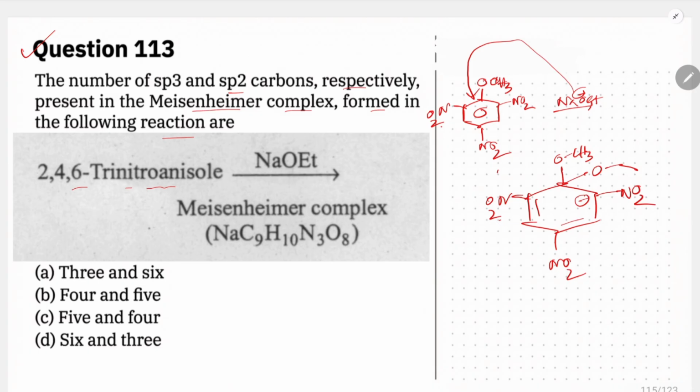Now Na will attach as the counter cation. So the number of sp3 and sp2 carbon atoms present. Now calculate the sp3 centers. This is sp3, this is sp3, this is sp3, this is sp3. So total will be 4 sp3. Now the sp2 carbons: this is sp2, this is sp2, this is sp2, this is sp2, this is sp2. So total 5. sp2 is 5 and sp3 is 4. Option B is the correct answer.